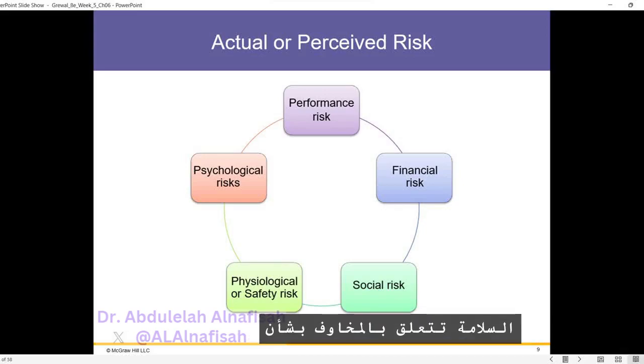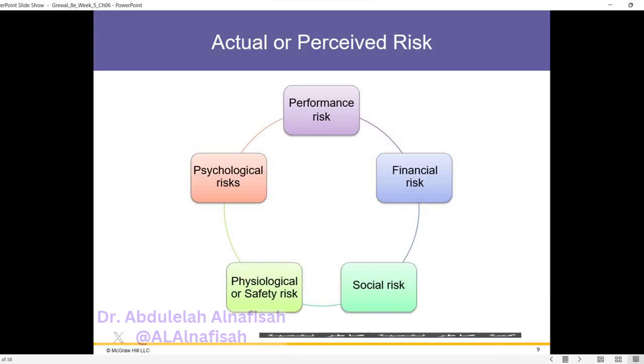4. Safety risk. Safety risk pertains to concerns about potential harm or injury resulting from using a product or service. Consumers want to ensure that the products they purchase are safe, reliable, and pose no threat to their well-being or the well-being of others. Safety risks are particularly relevant in industries such as healthcare, automotive, or food products.